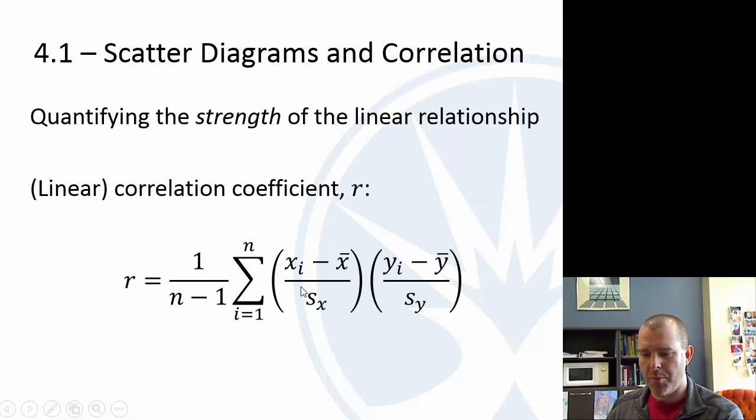If you look at this formula, hopefully you recognize the pieces of this. What this is actually doing is multiplying two z-scores and finding the product of the z-scores and then adding all that up and dividing by n minus 1, and that gets us our linear correlation coefficient. We usually just refer to that as the correlation.